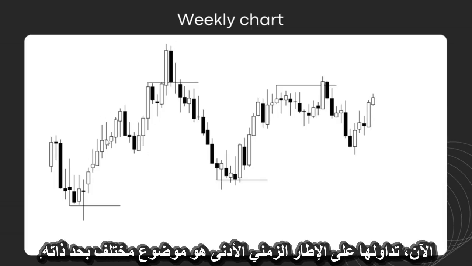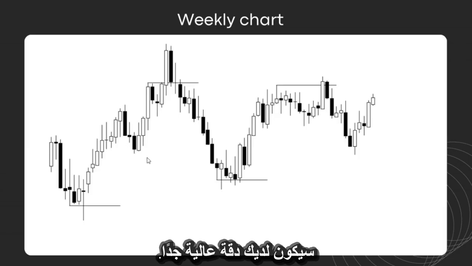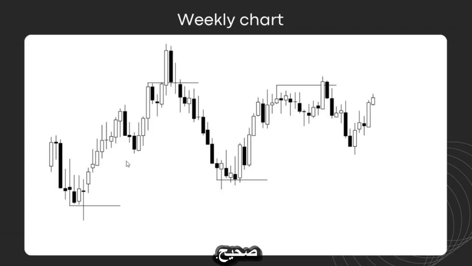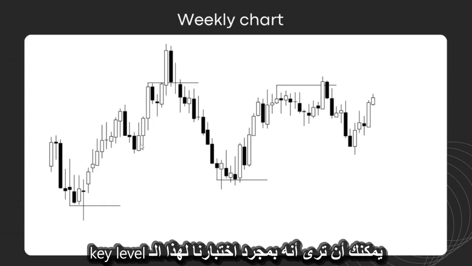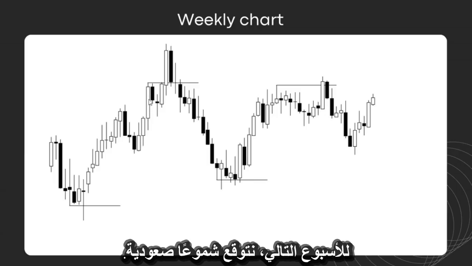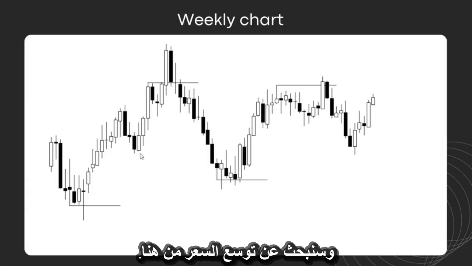Now, trading them on the lower time frame is a different topic in itself, and we're going to discuss that. But in terms of directional bias, you would have really high precision and accuracy if you determined and used this price action in this way on the higher time frames, right? Now again, looking at this price action, once we tested this key level and retraced to it, for the next week we would expect bullish candles and bullish prices in the opposite direction, and we would look for price to expand from here, right?